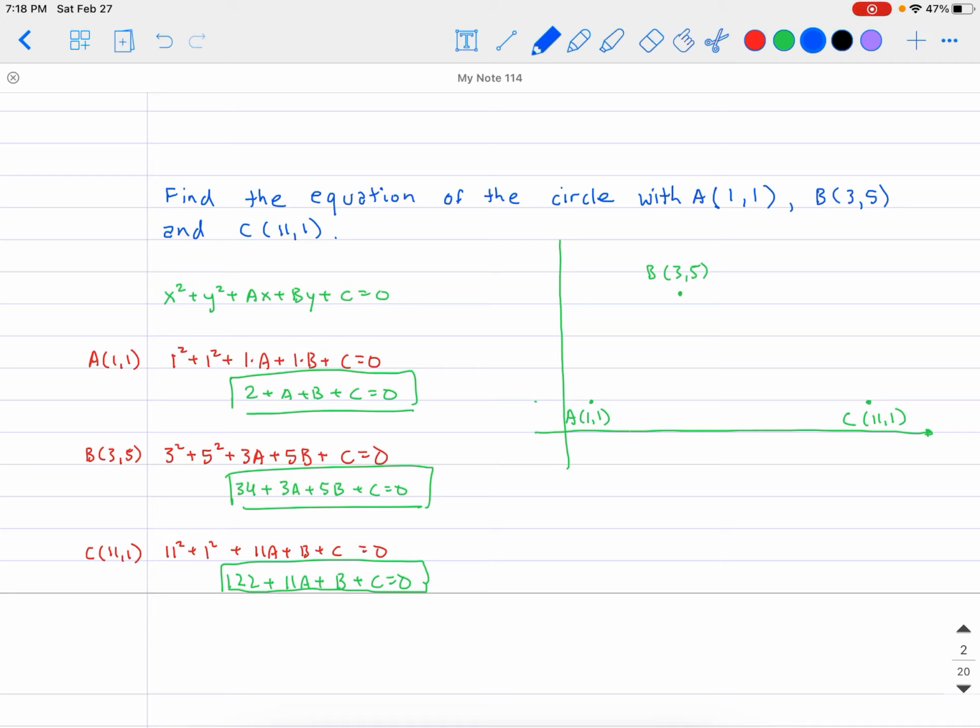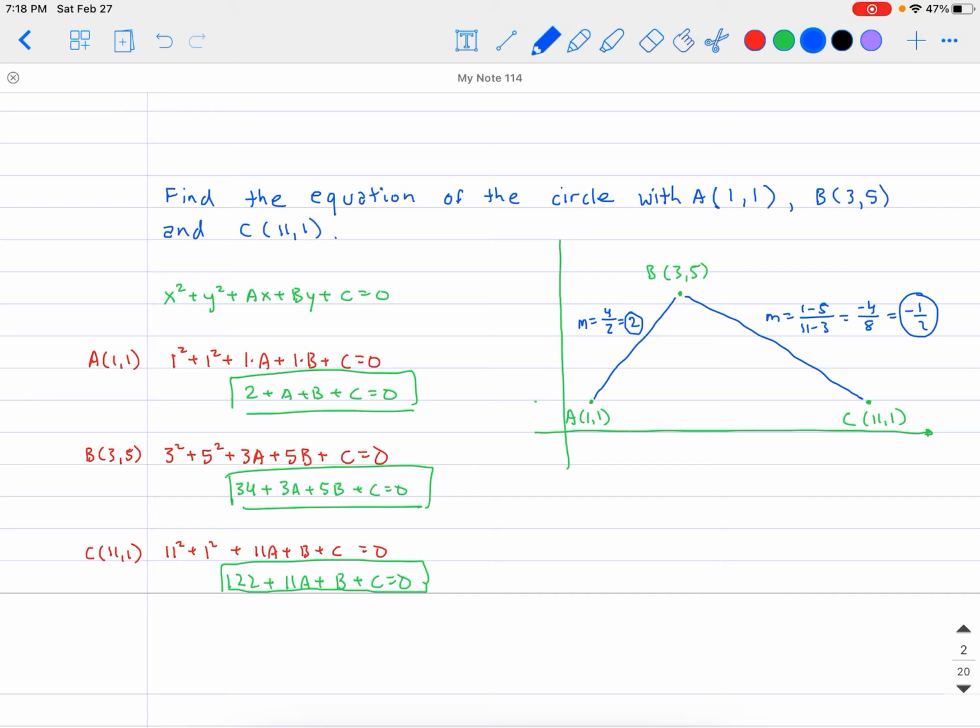If you look at the slope of the points that I created, you'll notice that there's something unique about it. So if I were to look at the slope of AB, the slope is going to be 5 minus 1, which is 4, divided by 3 minus 1, which is equal to 2. So the slope is equal to 2. Now, for this part, if I create its slope, the slope is going to be 1 minus 5 divided by 11 minus 3. So that is going to be equal to negative 4 over 8, which is equal to negative 1/2. Note the slopes are actually negative reciprocals of each other.